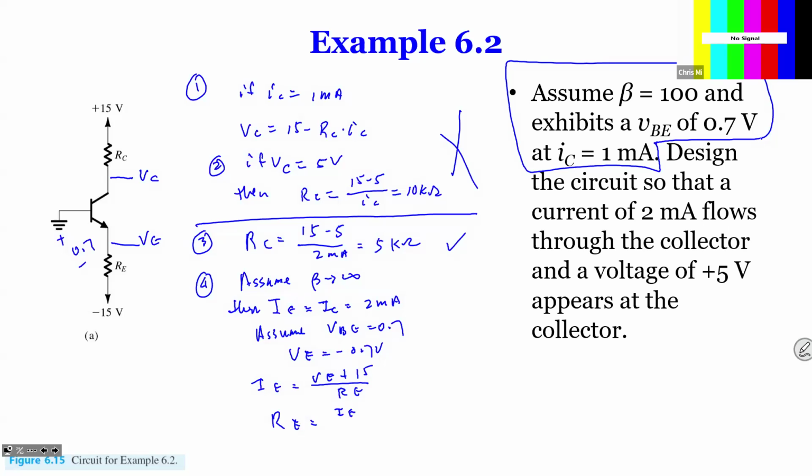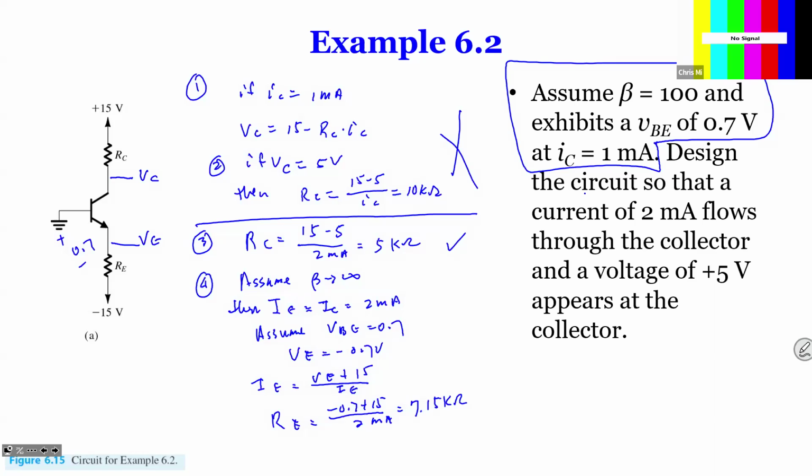IE going to be minus 0.7 plus 15 divided by 2 milliamps. That gives you 14.3, that gives you 7.15 kilo ohms.